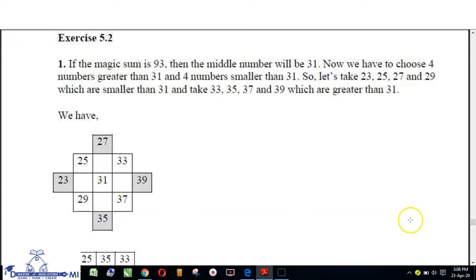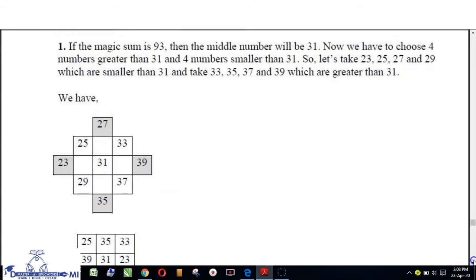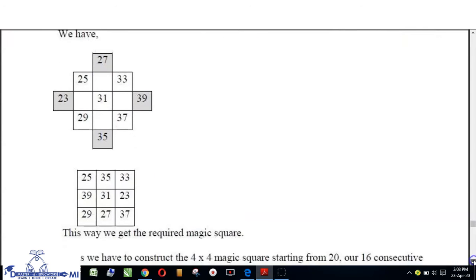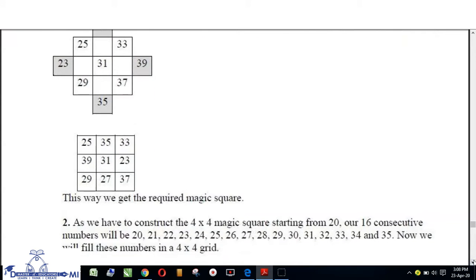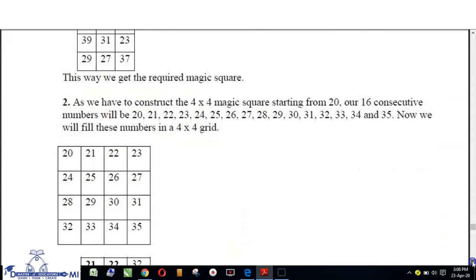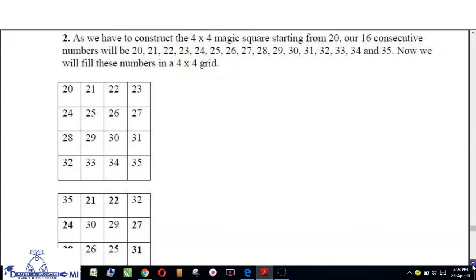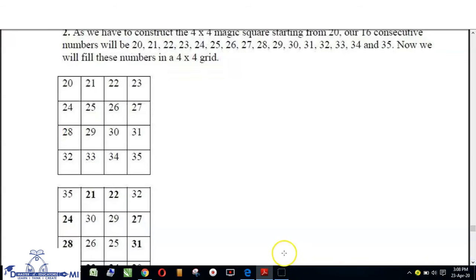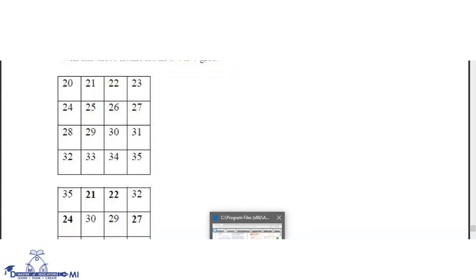Okay, so this constructs our magic square, and we can see in the second step we have developed the magic square. This way we have got the required magic square. So this was about question number 1, and then we have question number 2. So let us see what question number 2 asks us.